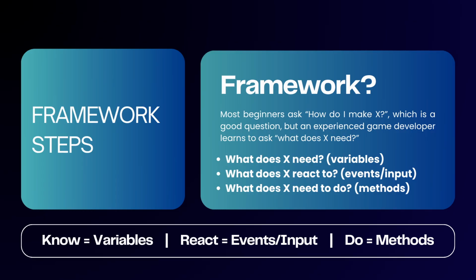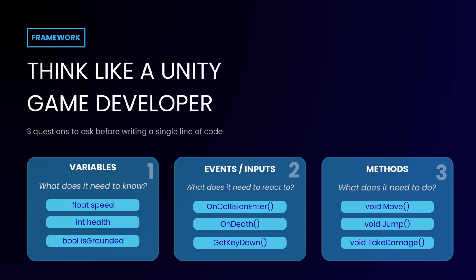The three things you need to remember are: what does X need, what does X react to, and what does X need to do? These are your variables, events slash inputs, and methods. This is a beginner mistake I've sometimes seen, where you ask, how do I make X? But the better question is, what does X need? In this slide, it helps break down that concept of how to think like a Unity game developer.